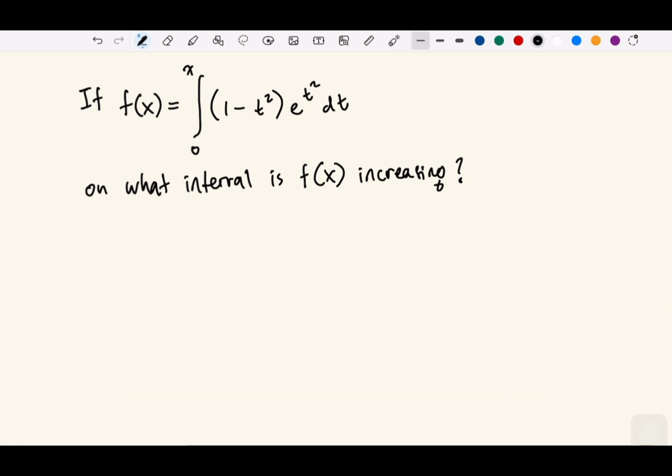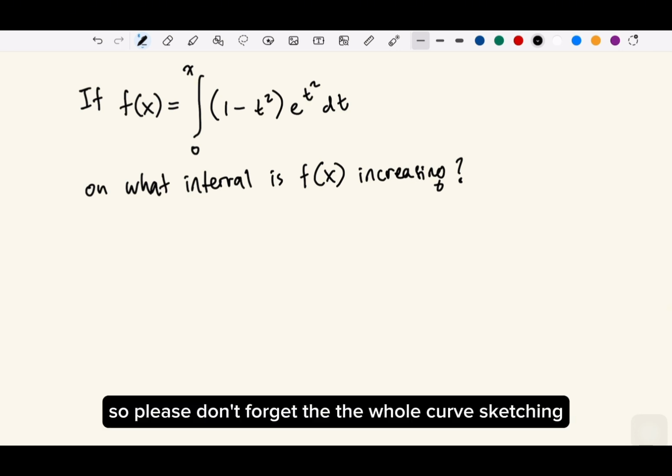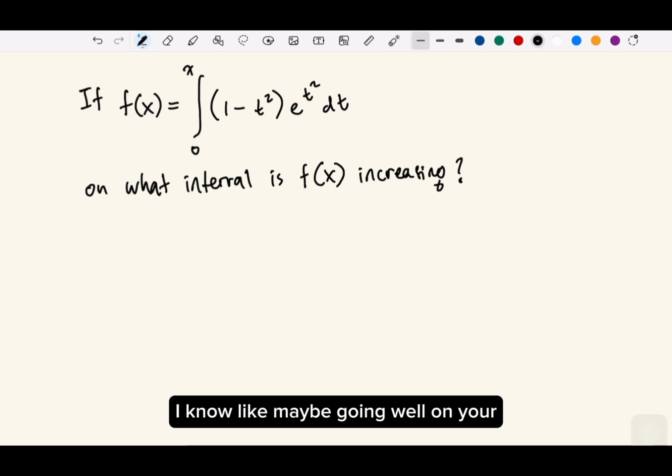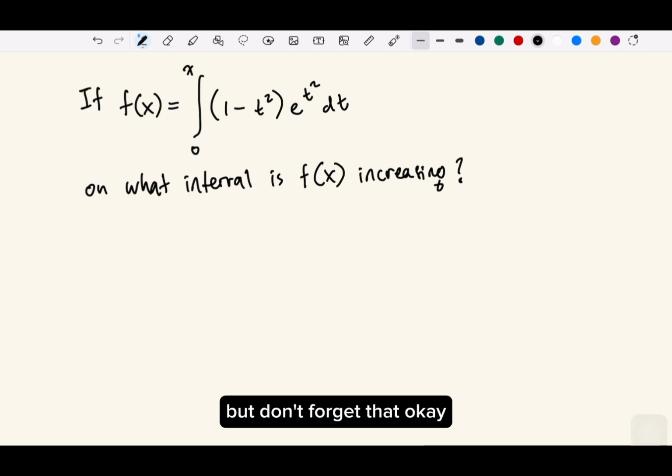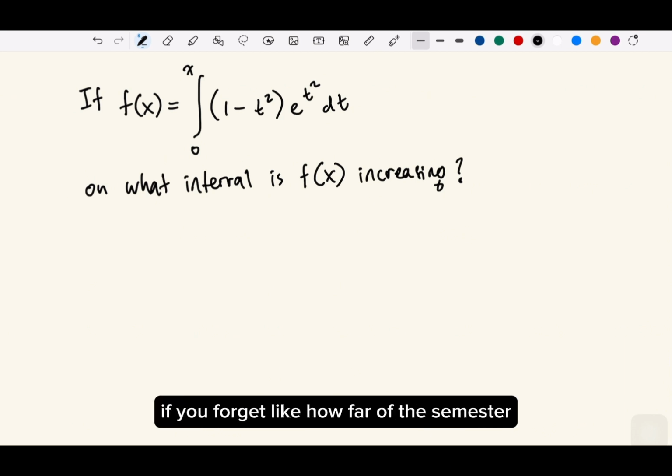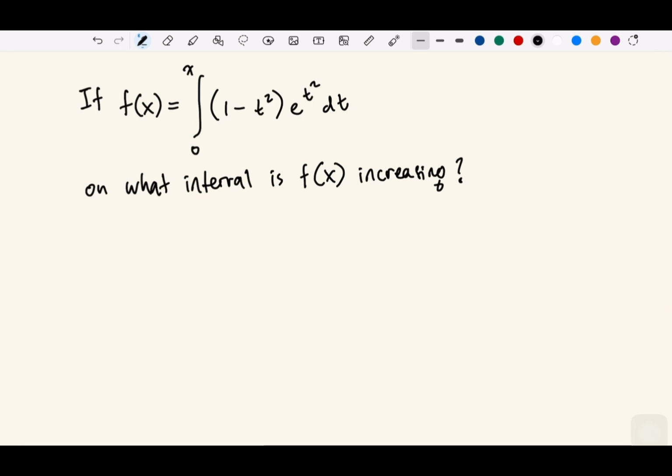Okay, so please don't forget the whole curve sketching. I know maybe you didn't go well on your exam, but don't forget that. Okay, I know, I hate this, and then you forget that. If you forget like the half part of the semester, you will not be able to go forward.